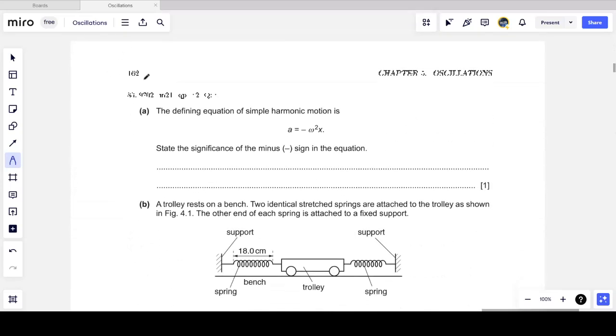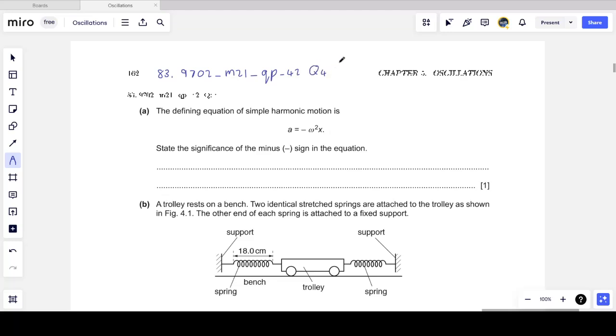Since it's unclear, I'll write it down. This is question 83, and this is the subject code for A-level physics, 9702. This is from the March 2021 exam, question paper 4, variant 2, and this is question number 4 from that paper.